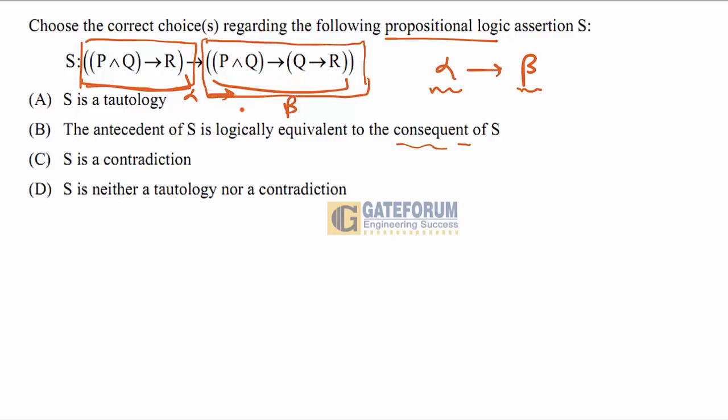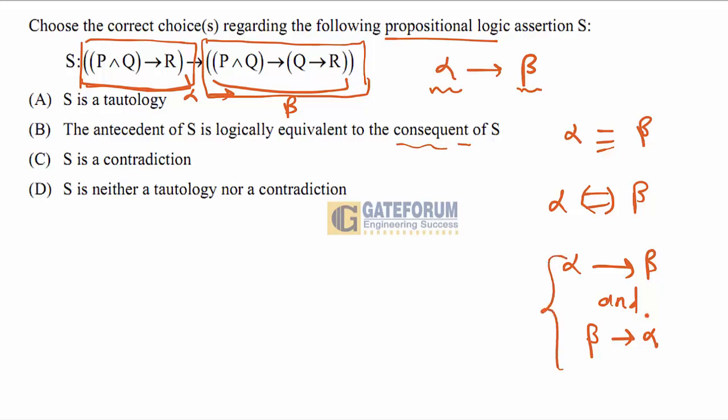Okay, they are also asking whether they are logically equivalent or not. So what do we mean by logically equivalent? Alpha is equivalent to beta if and only if alpha double implies beta. So we need to check if alpha implies beta and at the same time beta should also imply alpha, right? This is one way of checking whether they are logically equivalent or not.